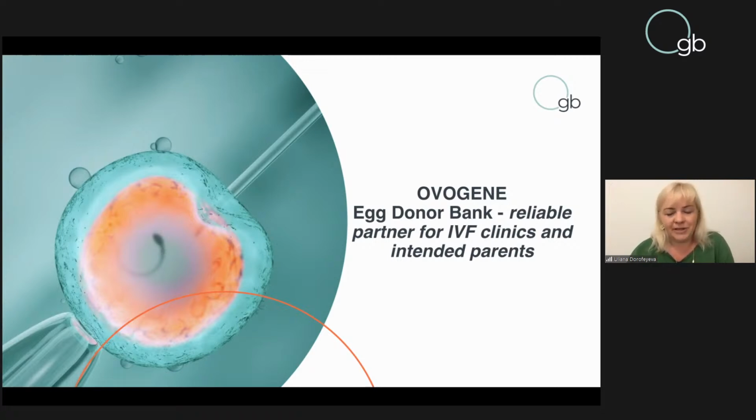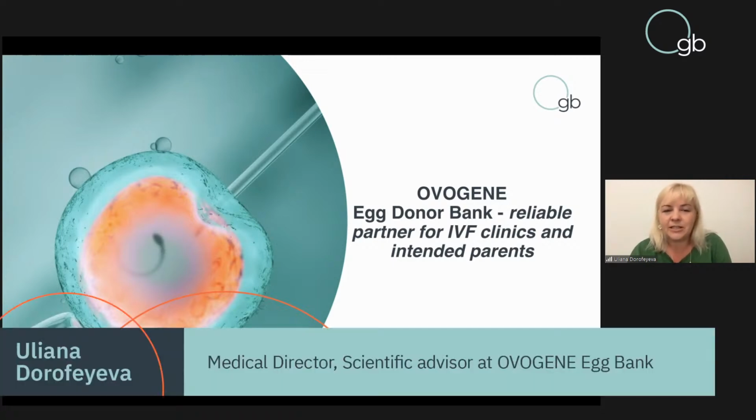OVOGENE Egg Donor Bank is a reliable partner for IVF clinics and intended parents worldwide. Today we are going to talk about artificial intelligence as a unique feature of OVOGENE Egg Bank for oocyte morphological selection. The webinar will be presented by our scientific advisor and laboratory manager, Birol Aydin, who will share his experience in using artificial intelligence for oocyte morphology donor selection.